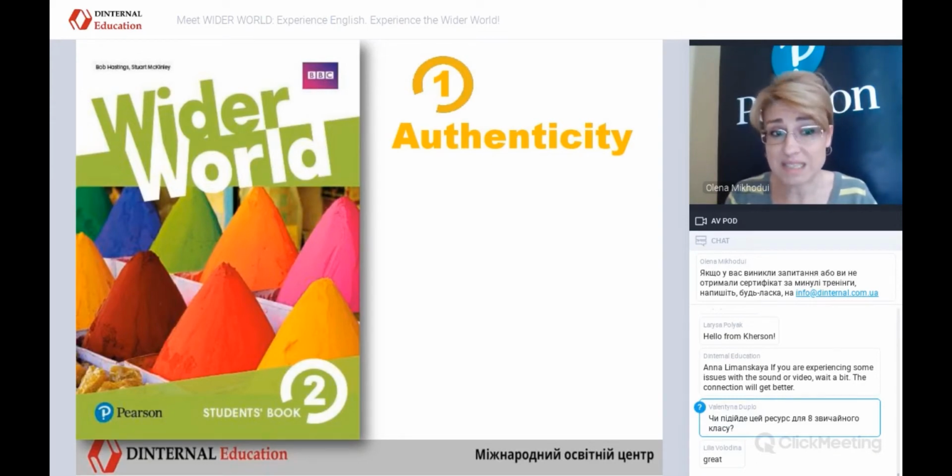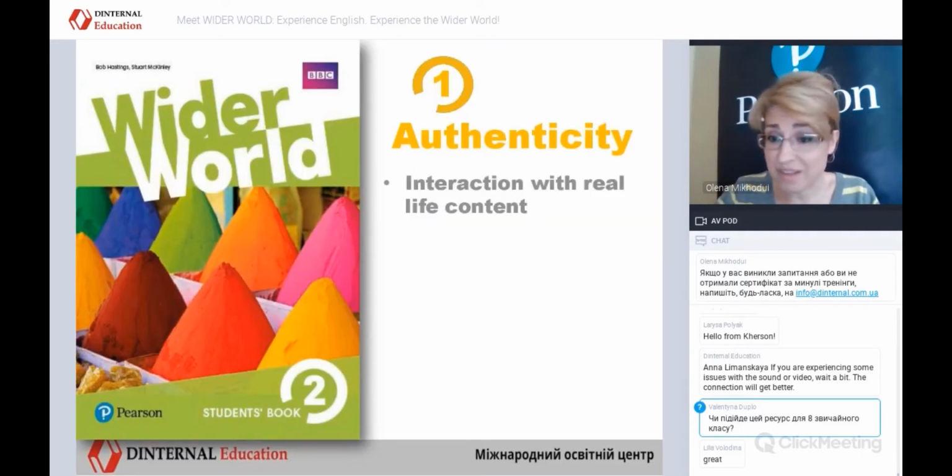And authenticity of Wider World is about being meaningful for students, it's about relevance, it's about age appropriacy, because the choice of topics, the way the authors approached topics from this student-friendly, teenage-friendly angle and point of view is amazing. So I will just explain what I mean. I've collected some examples to illustrate this issue of authenticity in Wider World.